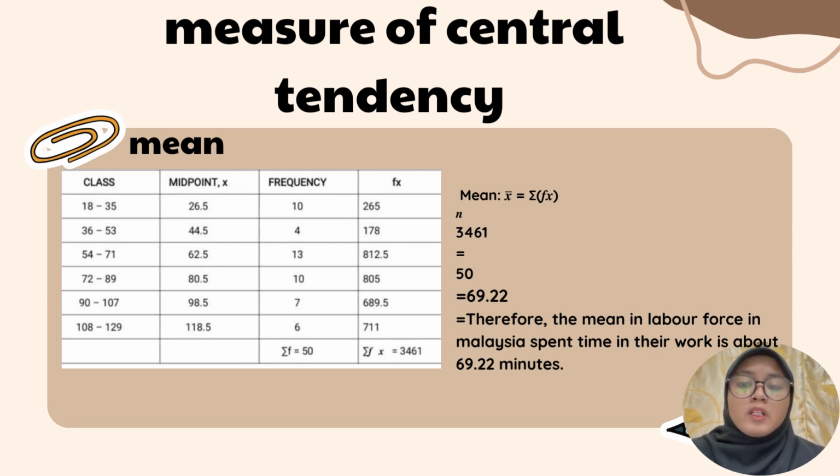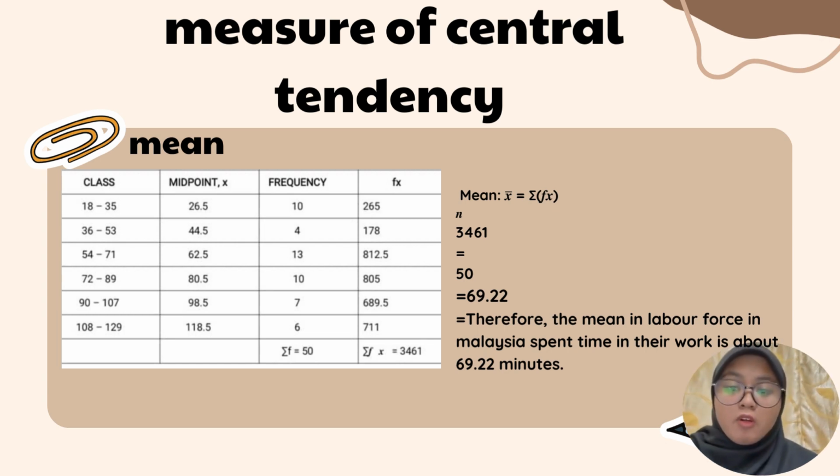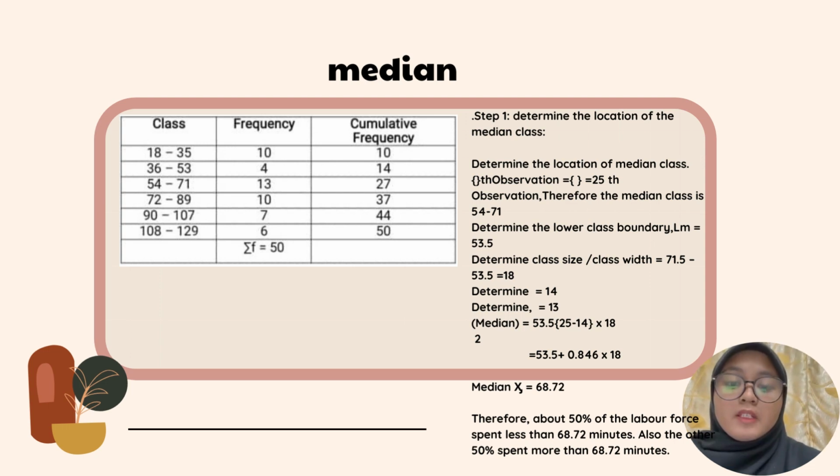For the mean, the formula is X bar equals summation fx divided by n. Mean equals 3461 divided by 50 equals 69.22. Therefore, the mean time the labour force in Malaysia spends at work is 69.22 minutes.